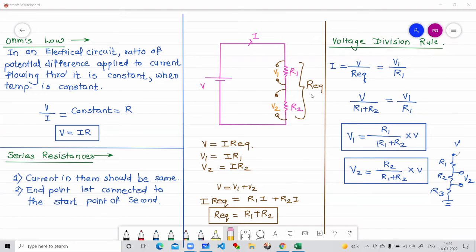Okay, good enough. Now I'm talking about this potential. I'm naming it V dash. V dash will be equal to, it is in between these two terminals. R1 plus R2 will come on top, and in the denominator R1 plus R2 plus R3. Very correct. Very simple for series resistances, right?